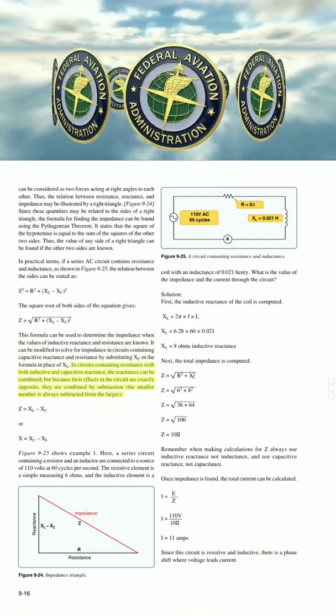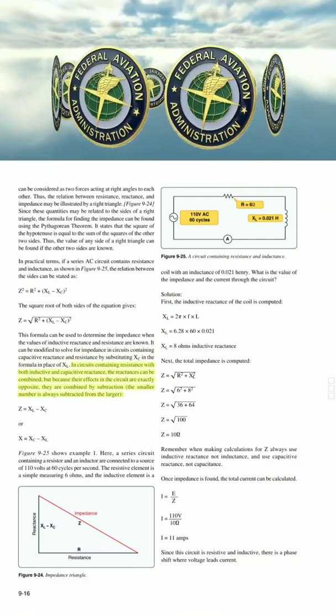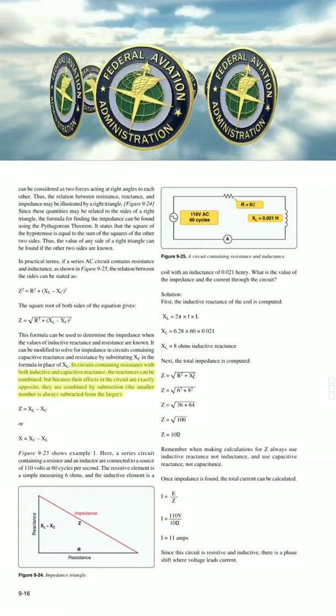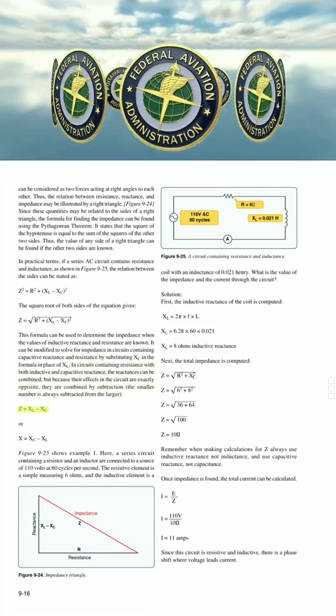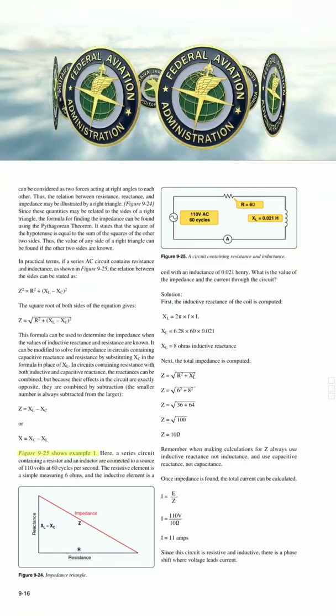In circuits containing resistance with both inductive and capacitive reactance, the reactances can be combined, but because their effects in the circuit are exactly opposite, they are combined by subtraction. The smaller number is always subtracted from the larger. Z equals square root of R squared plus (XL minus XC) squared, or X equals XC minus XL. Figure 9-25 shows example 1.